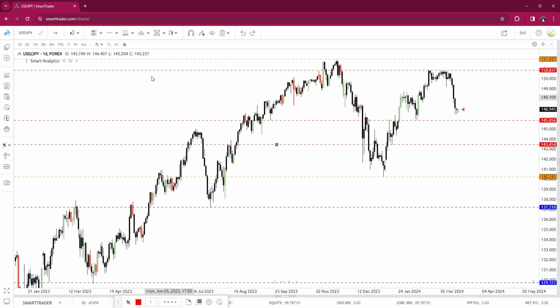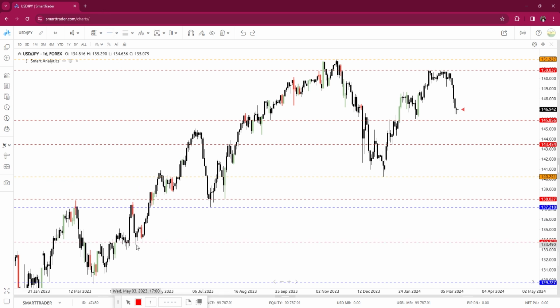So this trade, like this whole down move, is something that we talked about maybe about 2 weeks ago. I may have even done a video, I can't remember, on this pair, how I thought it was going to move, and it played out.